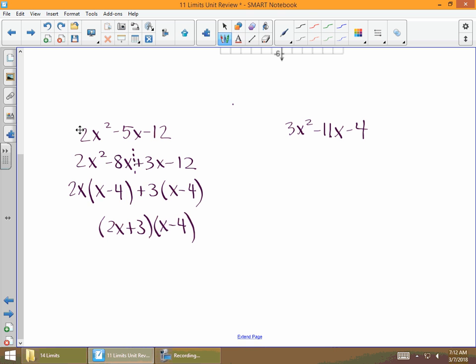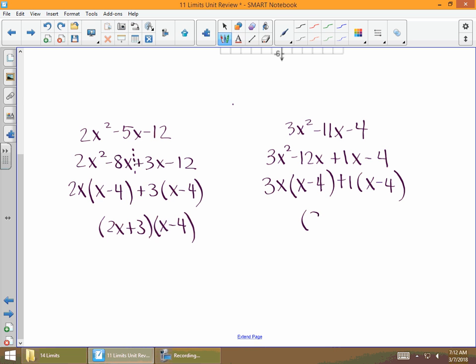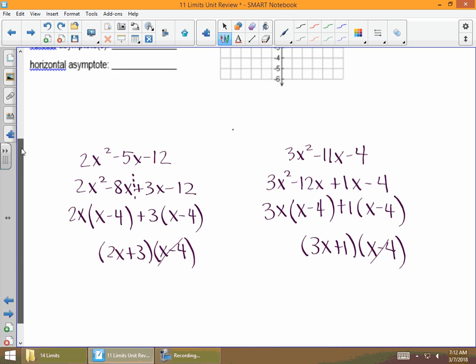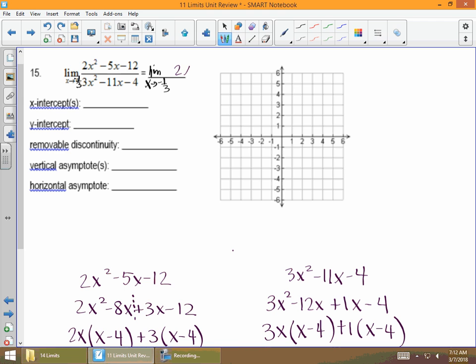All right, 3 times negative 4 is negative 12. So that's going to give me negative 12x plus 1x. And my parentheses match. All right, so my numerator and my denominator both share that x minus 4. So those are going to cancel. So my new function, my canceled function, is 2x plus 3 over 3x plus 1.